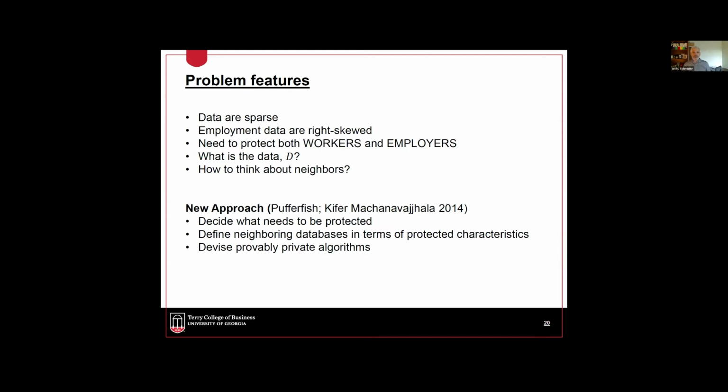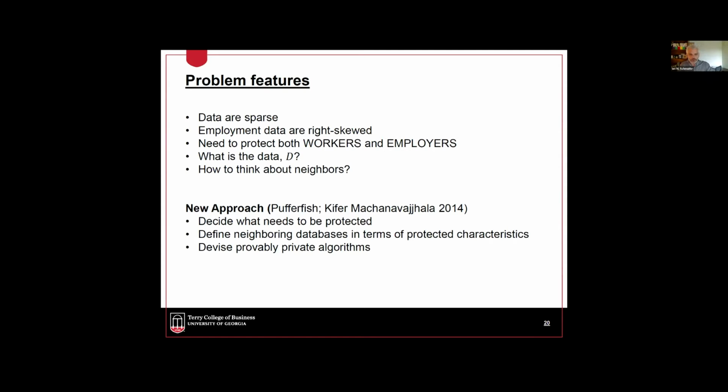Should we think about neighboring databases as being one where I add or remove a worker, or one where I add or remove an employer, or something different? And it turns out that it's something different. So there's an approach that they introduce in this paper that's based on a privacy protection notion called pufferfish. And the basic idea is that first decide what needs to be protected, and then define neighboring databases in terms of those protected characteristics, and then devise provably private algorithms on the basis of that.